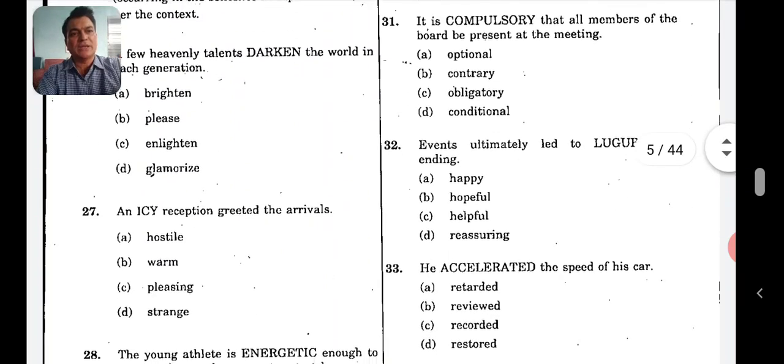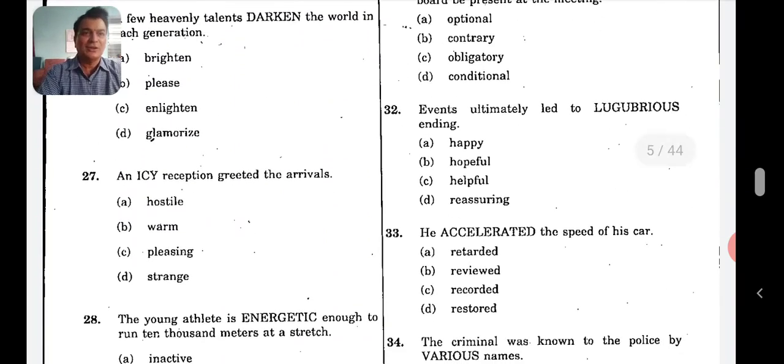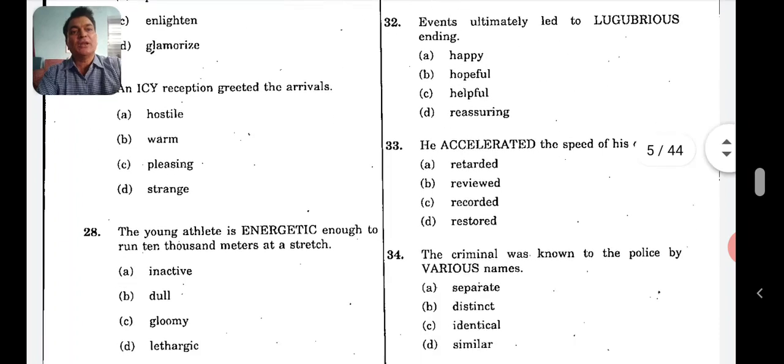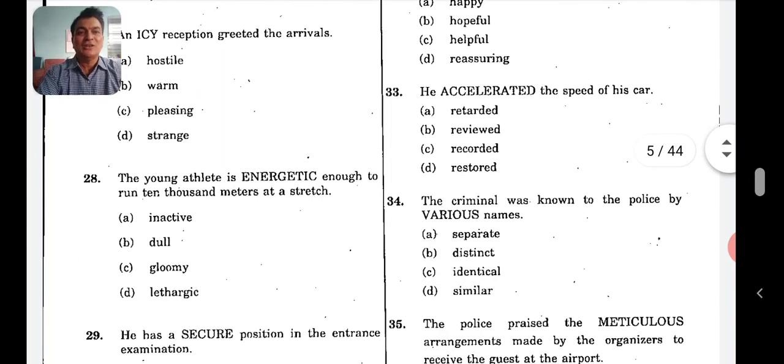Let's go to the 32nd one. Lugubrious. So lugubrious means very sad, mournful. So therefore A is the answer. That's happy. Happy is the antonym of lugubrious. He accelerated the speed of his car. So the options are retarded, reviewed, recorded and restored. Retarded will be the antonym of accelerated.